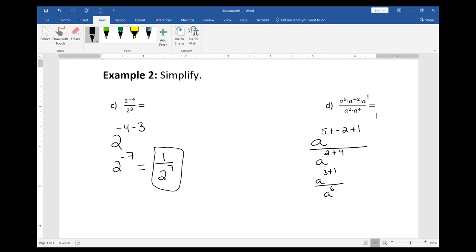3 plus 1 would give us 4, so a to the power of 4 over a to the power of 6. Now that we have the same base, but we're dividing, we could use our properties of exponents and subtract the exponents. So then we would keep the base a and subtract the exponents, 4 minus 6, leaving us with a result of a to the power of negative 2. Again, to make this equivalent to something without a negative exponent, this will be the same as 1 over a to the power of 2.